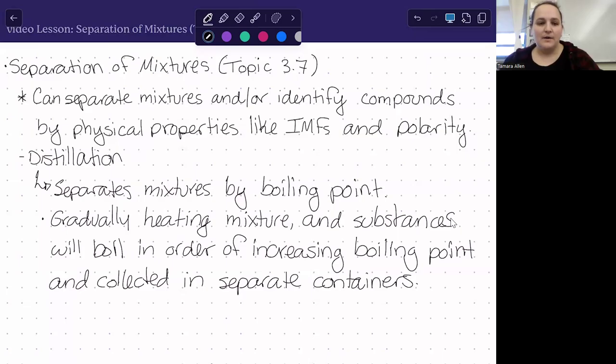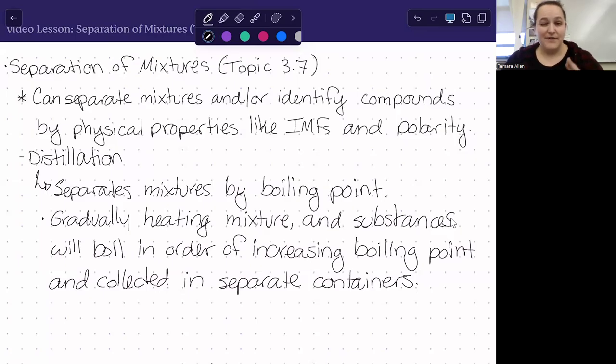So as you're going through the process of distillation, you're changing out the container that the liquid is being collected into as it goes in order to be able to actually collect these different substances. So we know that boiling point is directly related to the strength of the intermolecular forces. So things with weaker intermolecular forces have lower boiling points. Things with stronger intermolecular forces have higher boiling points. So distillation is really taking advantage of the differences in IMF strengths between the different components of your mixture.